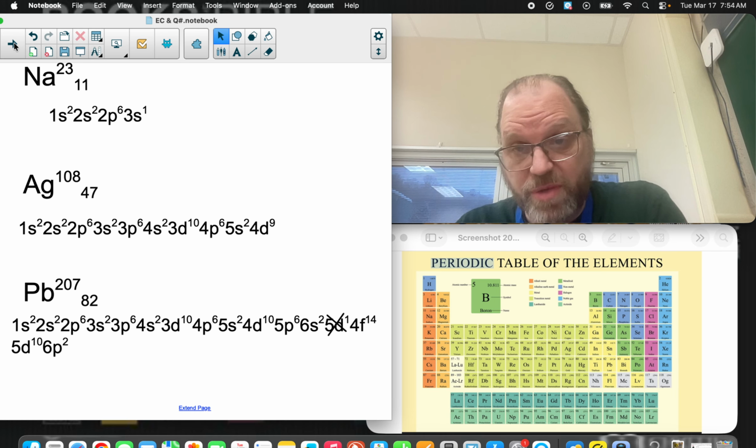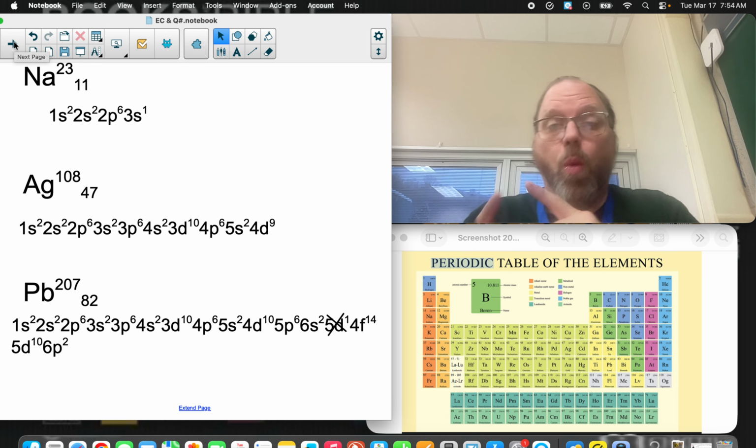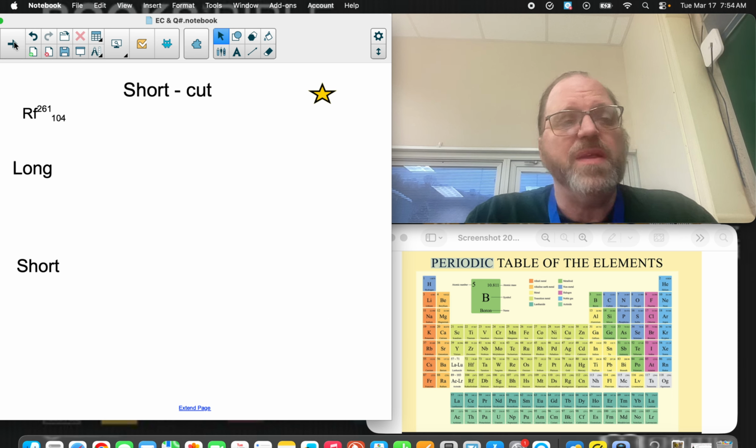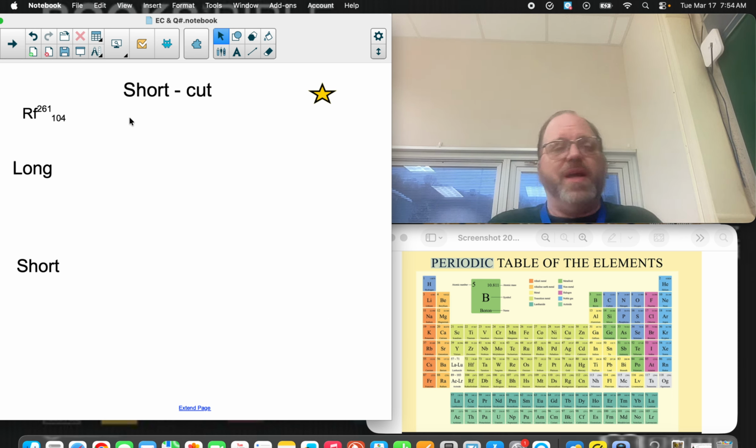Again, if these are problems for you, go back to Chem 1 and watch the videos on electron configuration there. Now we also have to talk about the shortcut method. For the shortcut method, we take the last noble gas before that element.